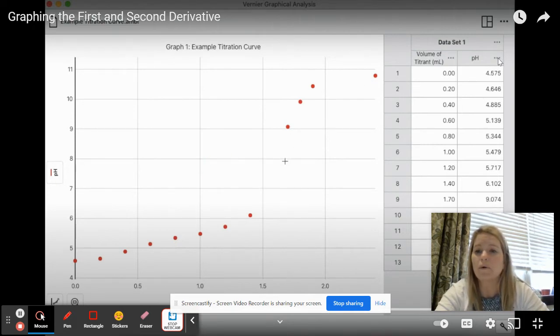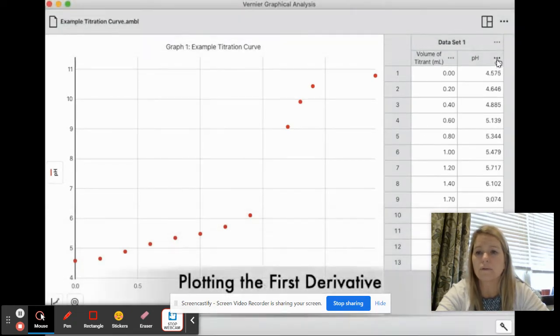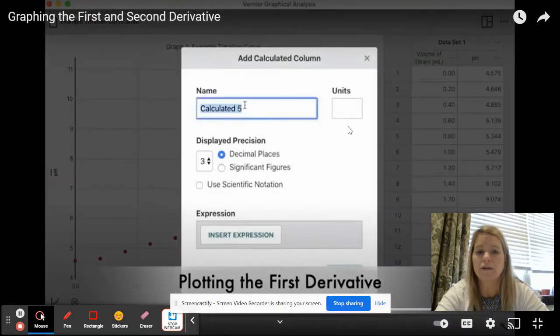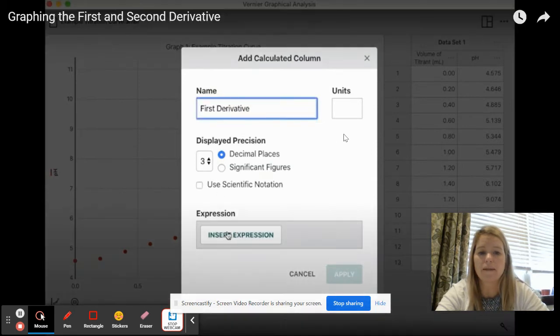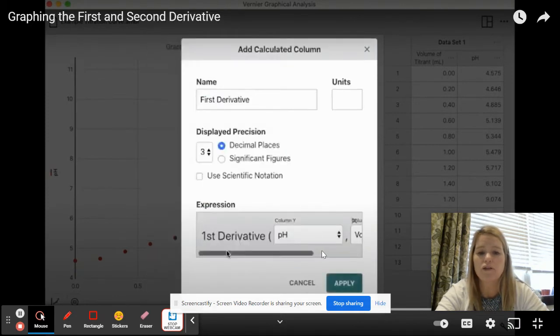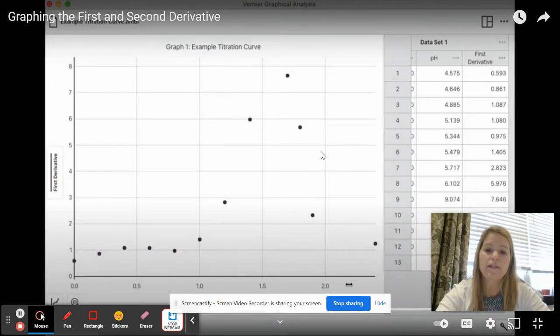So if we look here, now we're going to click on these three dots up here next to the pH, and we're going to add a calculated column. So click on that, add a calculated column, and title it first derivative. And then you're going to insert expression and find the one that says first derivative. Just check that it's plotting pH versus milliliters of titrant, and yours probably just says milliliters of NaOH added, and hit apply. And so this is the first derivative.